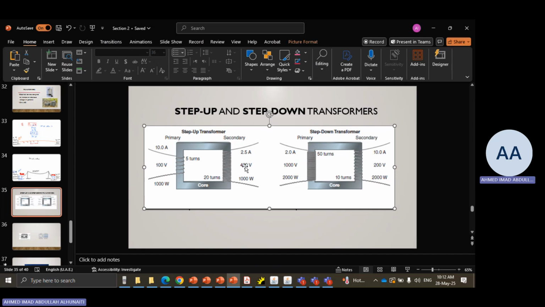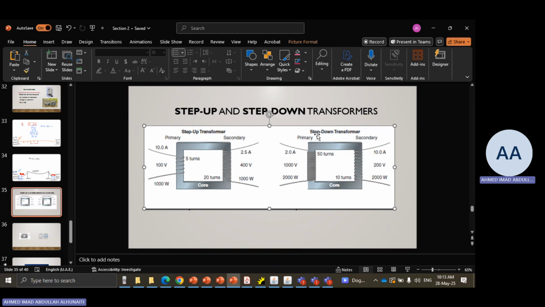If we look very carefully and analyze this figure, you see that on a step-up transformer, the number of turns in the secondary coil is greater than the number of turns in the primary, 20 versus 5. The opposite is true with a step-down transformer.